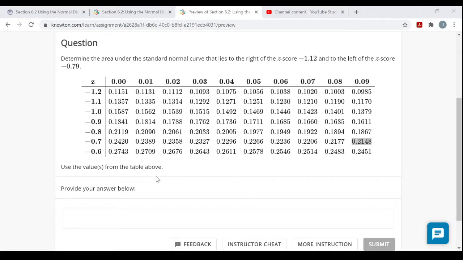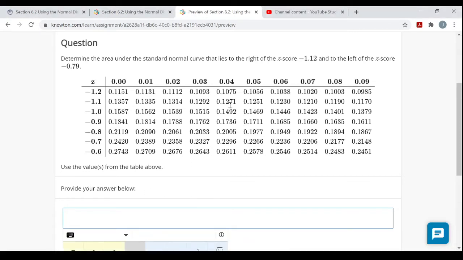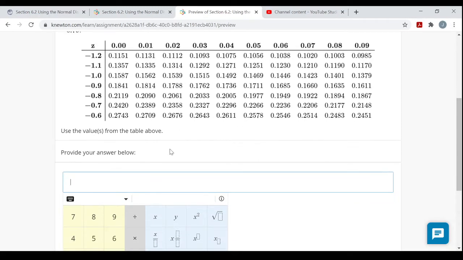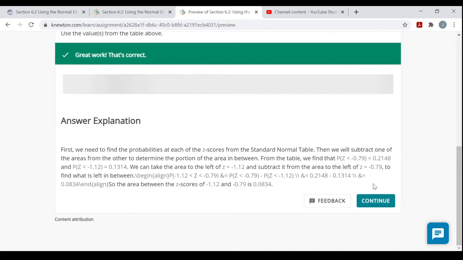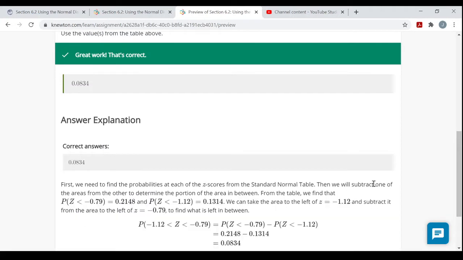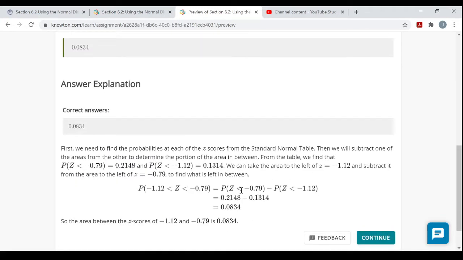All right, so they ask us to provide your answer below. Now notice how all these areas are to 4 decimal places, and they didn't say anything specific. So just enter areas like they are in the table to 4 decimal places, and that was 0.0834, like I said. You can see there, area to the left of negative 0.79 minus that area to the left of negative 1.12.